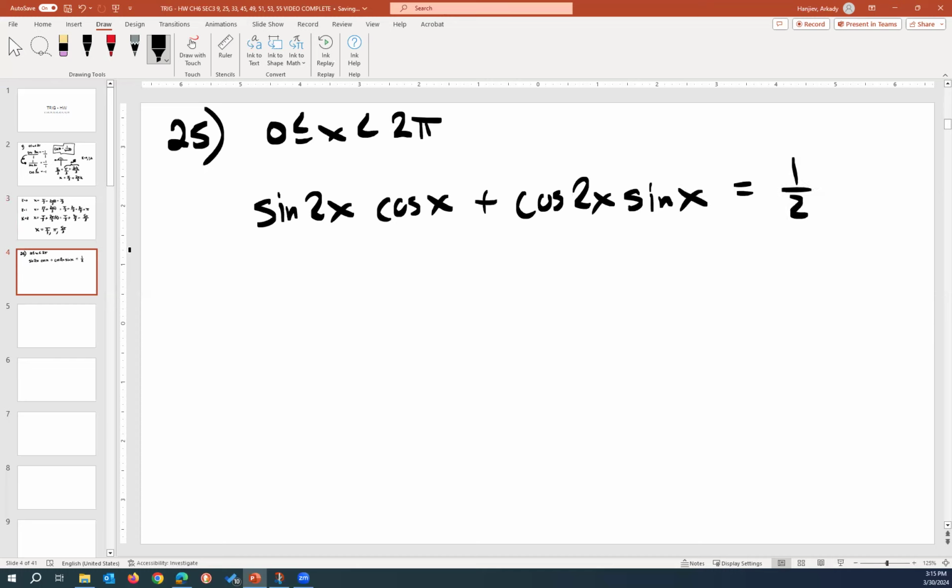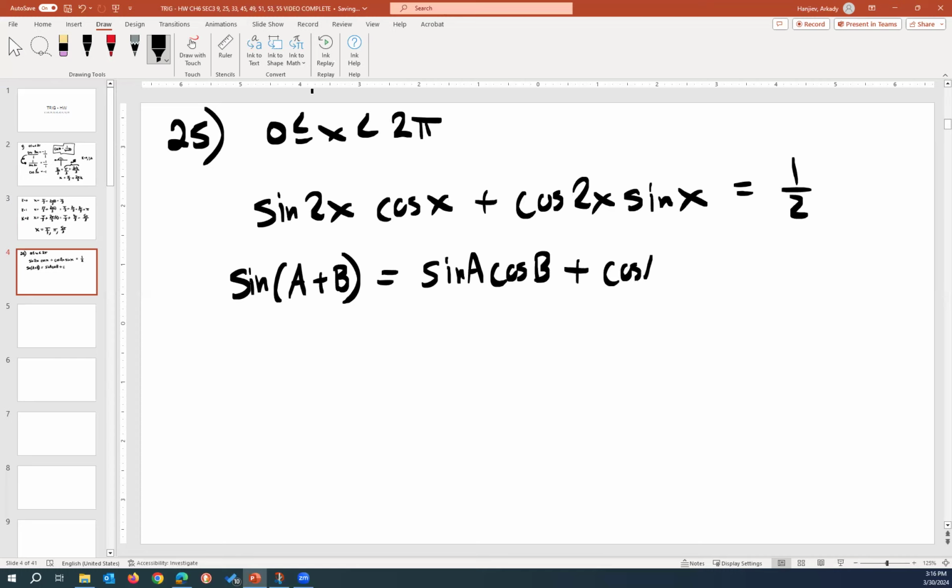I'm going to flip to the front of my textbook. And so I need something like sine cosine plus cosine sine. That's what I'm looking for. Sine cosine plus cosine sine. Yep, it's this little formula right here. It's sine of A plus B is equal to sine of A. I'm just rewriting the formula from the front cover of our textbook.